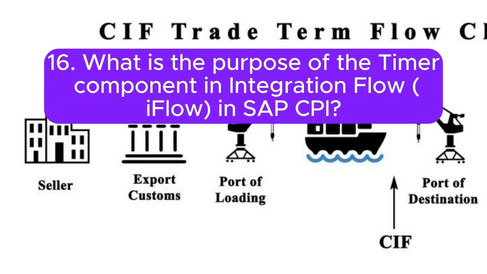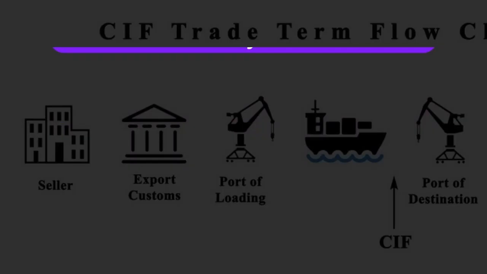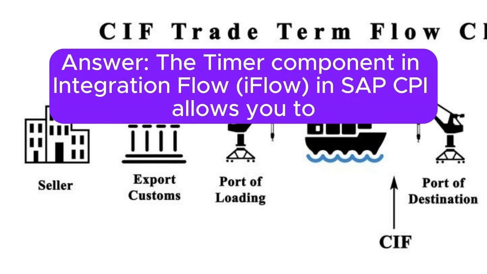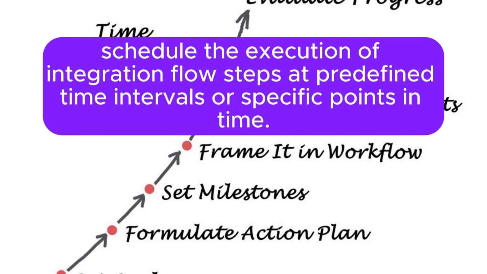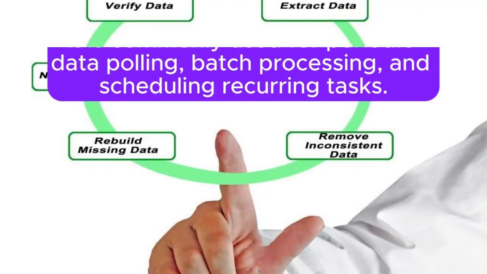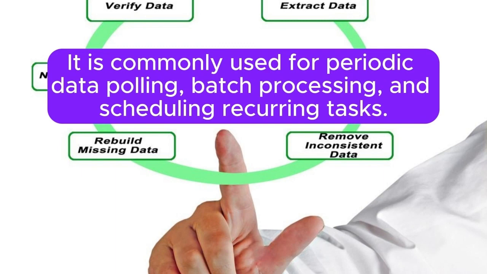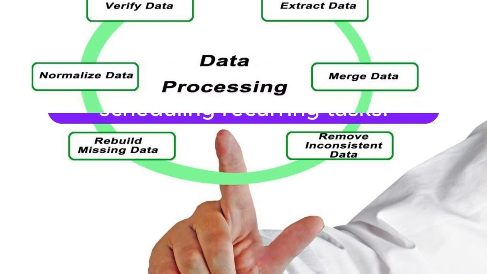16. What is the purpose of the timer component in integration flow iFlow in SAP CPI? Answer. The timer component in integration flow iFlow in SAP CPI allows you to schedule the execution of integration flow steps at predefined time intervals or specific points in time. It is commonly used for periodic data polling, batch processing, and scheduling recurring tasks.